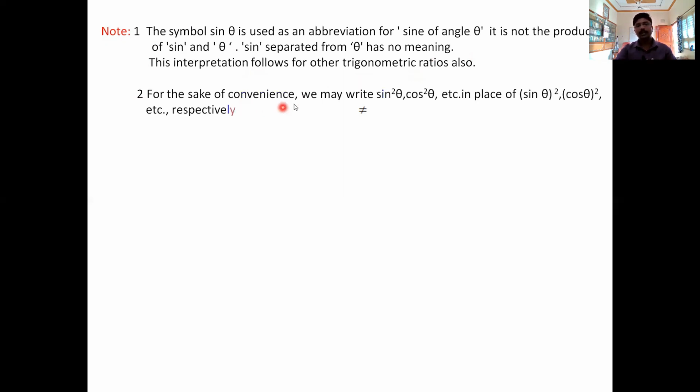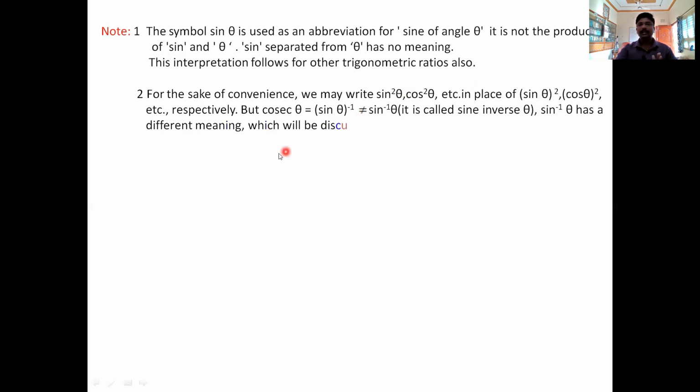For the sake of convenience, we may write sin square theta, cos square theta, etc. in place of sin theta whole square, cos theta whole square, etc. respectively. Sin square theta is the same as sin theta whole squared. We may write like that, but cosec theta is equal to sin theta whole raised to -1, and sin theta raised to -1 is not equal to sin inverse of theta. Sin inverse of theta has a different meaning, which will be discussed in higher classes.